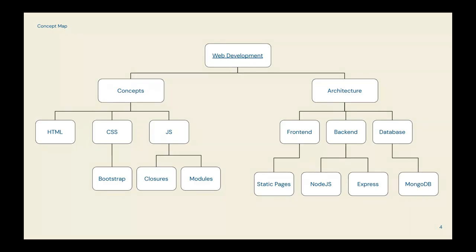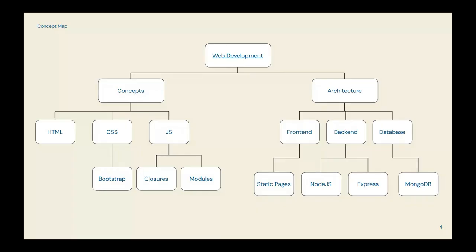The other main category in the concept map is the architecture of a web page. And so this is how is an actual full stack web application built? How does what we program actually get to the end user? Within the architecture, you can break it down into really three sections: the front end, the back end, and the database. For the front end so far, we've only covered static pages, which are pages that are delivered to the end user by the server.